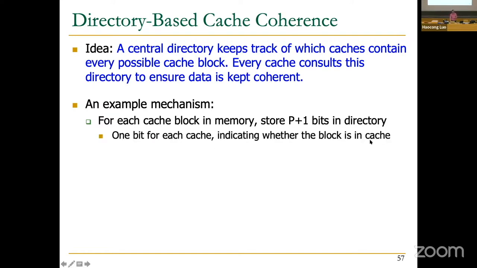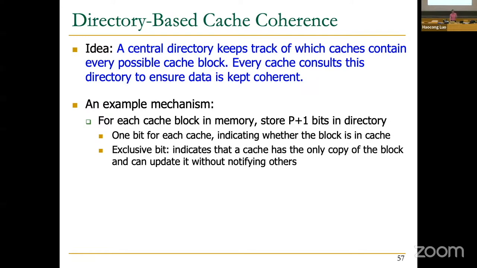You have 1 bit for each cache, indicating whether the block is in that local cache or local processor. In this case, processor and cache can be used interchangeably because we're assuming a processor has a private cache. And we also have another bit, an exclusive bit, saying that a cache whose bit is set has the only copy of the block and can update it without notifying others. So there could be optimizations that you can do, basically. This directory can grant permission to a cache that requested to update a cache block, saying, okay, you have the cache block, you can update it until I take away your permission. And you don't need to notify me while you're updating this, because I guarantee that no other cache has this block, right? So basically, you can do a lot of interesting optimizations with directories.